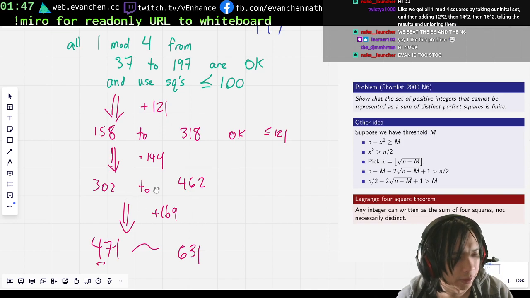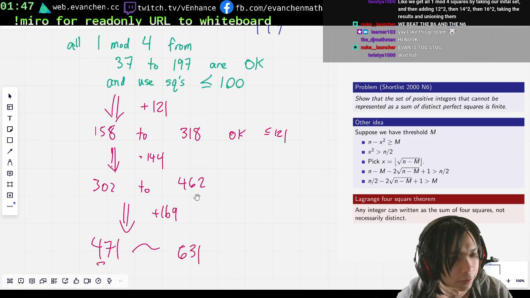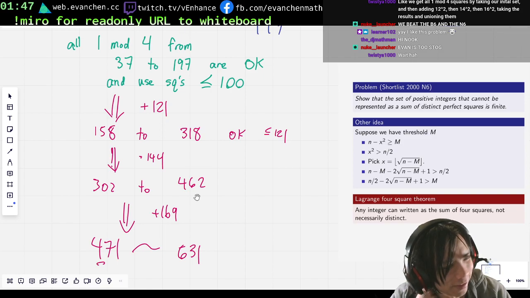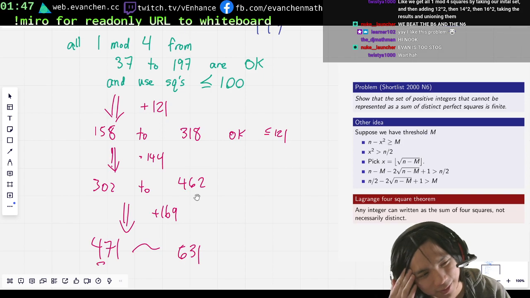Hang on, wait, why is there a gap here? Is there actually a gap? 302... 46... No, is 464 just not achieved anywhere? Hey, are you serious? No, that's a joke, right? Oh, god damn it.